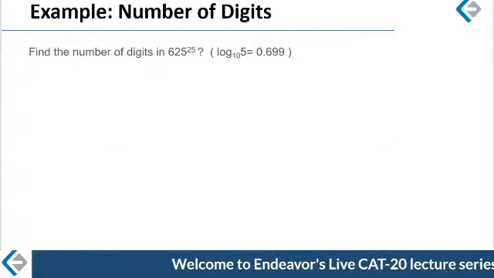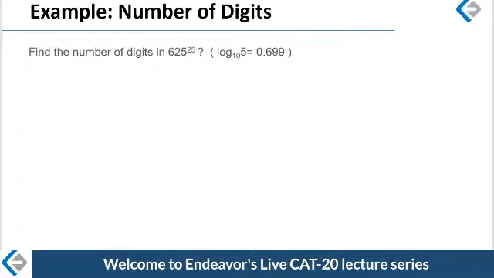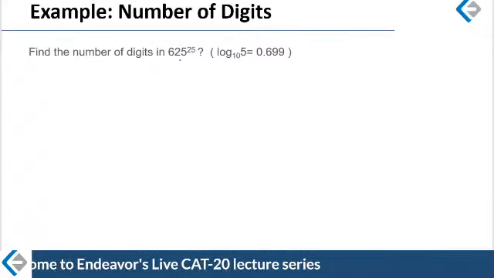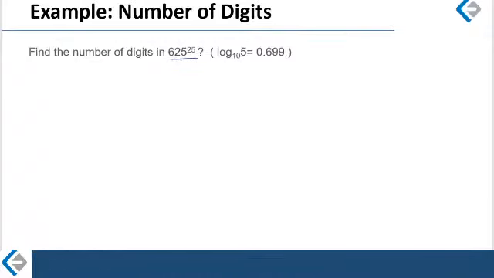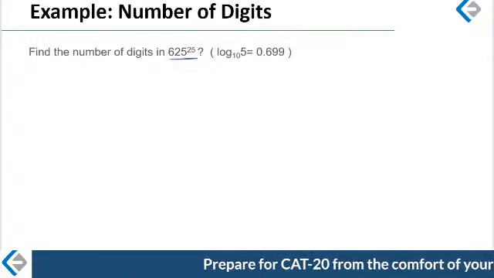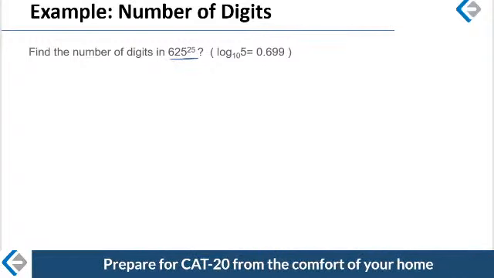Now here, this is the question. Find the number of digits in this particular number. What I'm interested in is the number of digits. I'm not interested in the value of this. I'm interested in the number of digits that are there in this question. Look at this. What is the algorithm I use, friends? This is the algorithm I use.